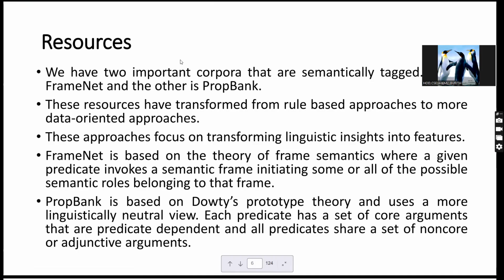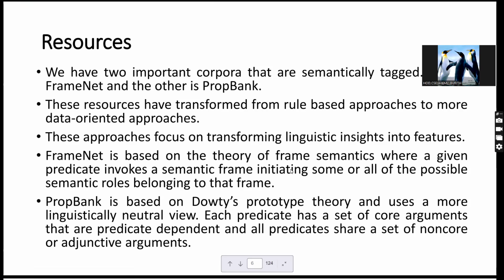Now we come to the resources. Let's check what is meant by FrameNet and what is PropBank. These two resources are especially used with the rule-based and data-oriented approaches. FrameNet and PropBank both are used for different types of languages, so they contain the linguistic features also. FrameNet is especially based on frame semantics and frame properties. And PropBank is especially related to the properties of a particular word and the properties of different types of words within the sentence.